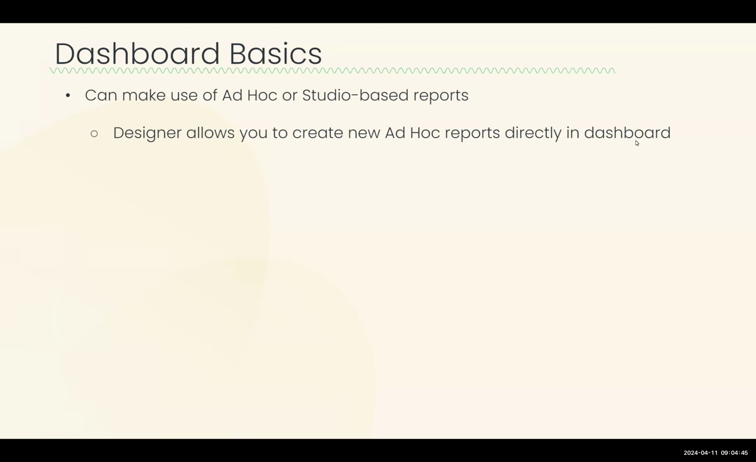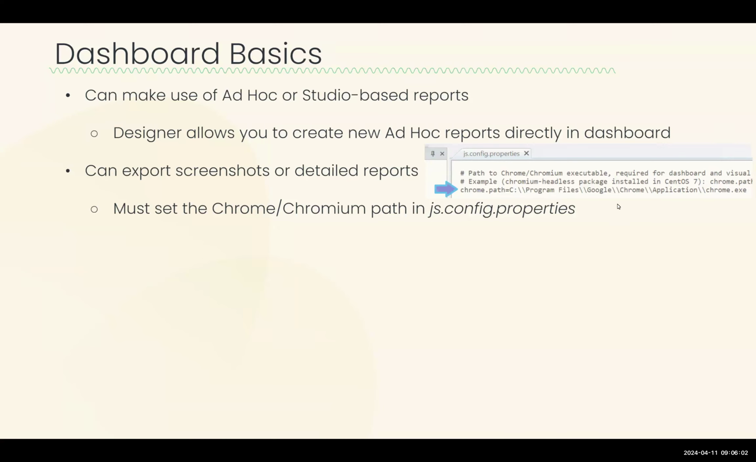And just to show you what that looks like in that JS config file, there's a real simple Chrome.path setting, and you just point it to, in my case, my Chrome, which is what I did on my own server when I run it locally. So it'd be something like that. Dashboards also allow you to do complex filter mapping.